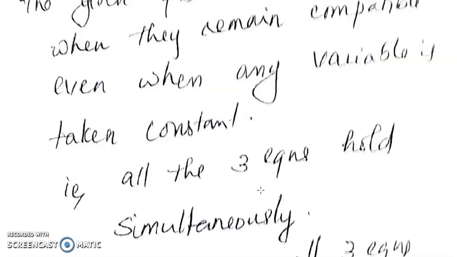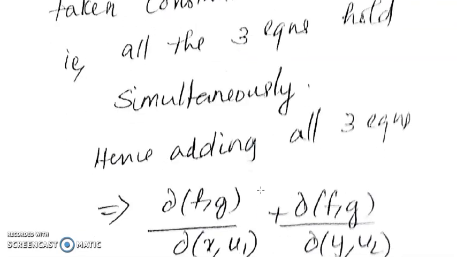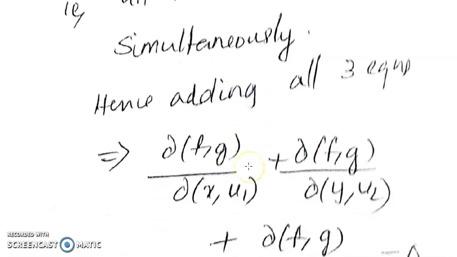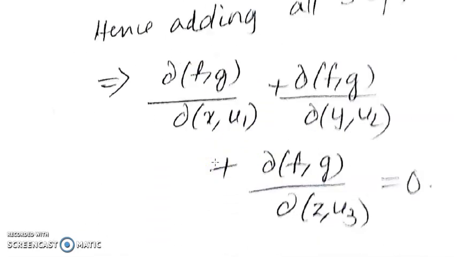So to be compatible, whichever variable we take as constant, the conditions will be satisfied. So hence adding all the three conditions, each term will come 2 times. So that is going to give dou of fg by dou of xu1 plus dou of fg by dou of yu2 plus dou of fg by dou of zu3 equal to 0. So this is a condition for the compatibility of the given system of equations.